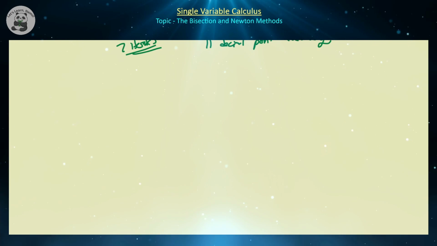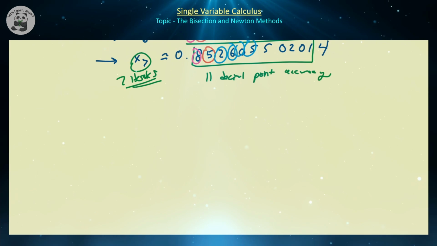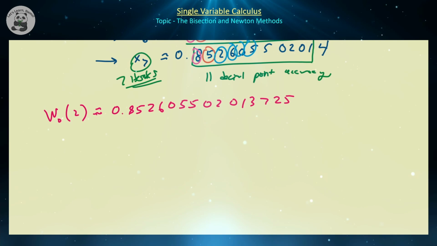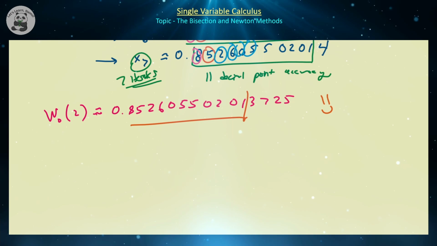And in case you're curious of the true value of this number, one can find that W0 of 2 is approximately equal to 0.8526055020137725, and obviously we were able to get up through that point with just 7 iterations. So from that we can see that Newton's iteration is very, very useful for solving any equation.